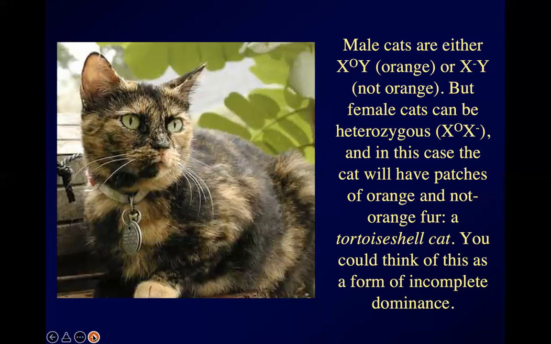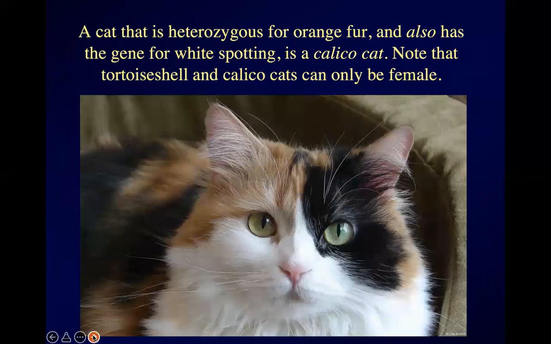They have to be. And incidentally, if you have a cat that's heterozygous for orange and also is carrying genes for white spotting, which we talked about last week, you have a calico. Calico cats have mixtures of orange, non-orange, in this case black, and white. So this is what a calico cat looks like. And calicos, like tortoiseshells, can only be female.